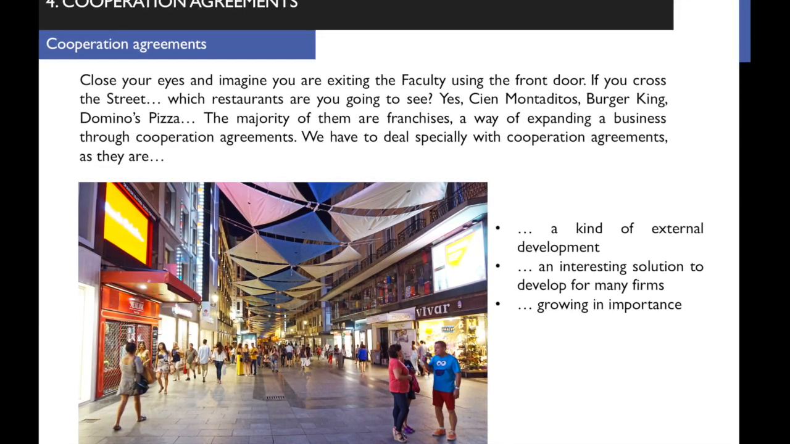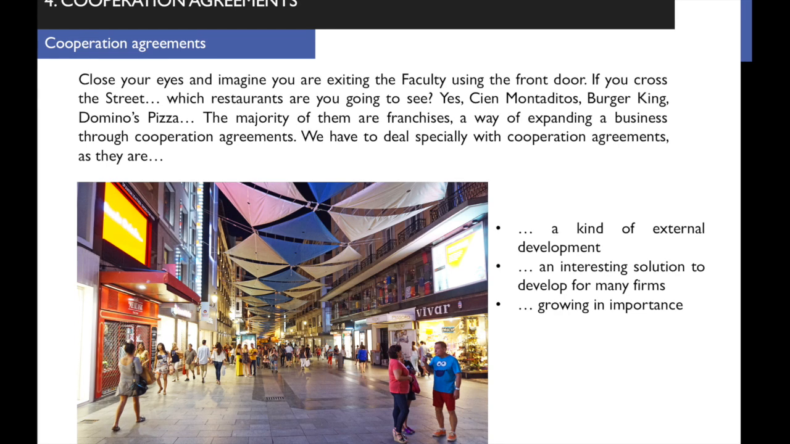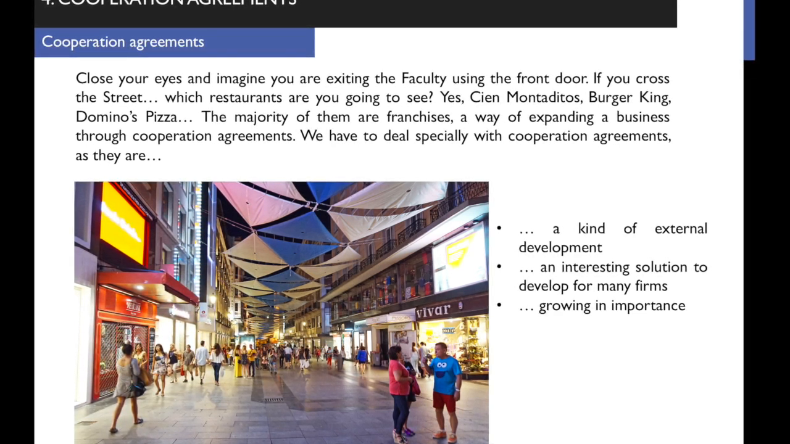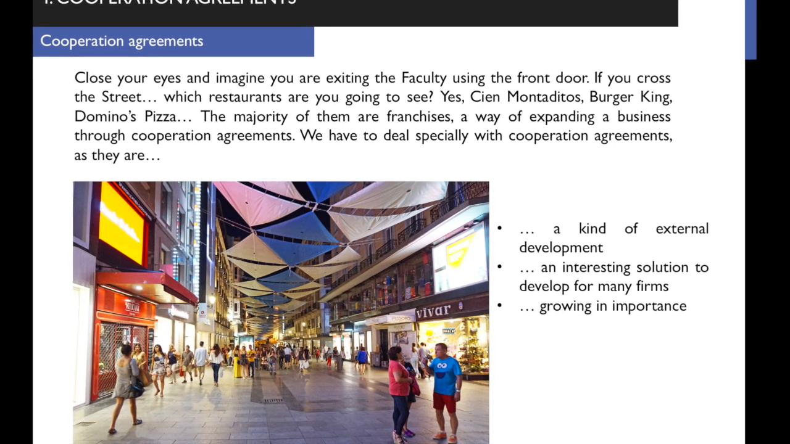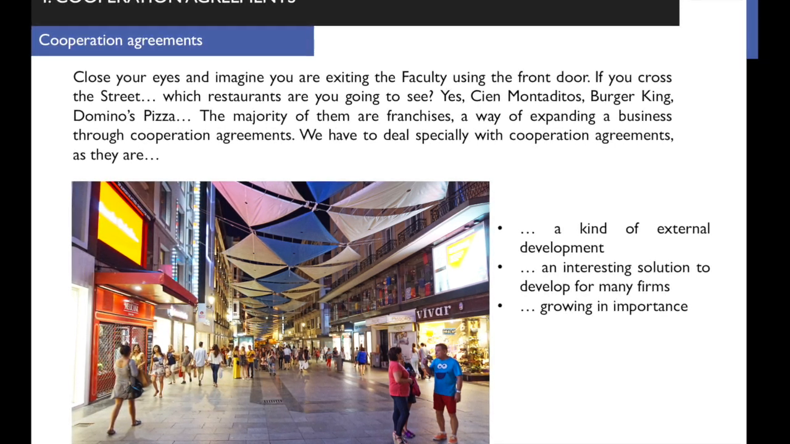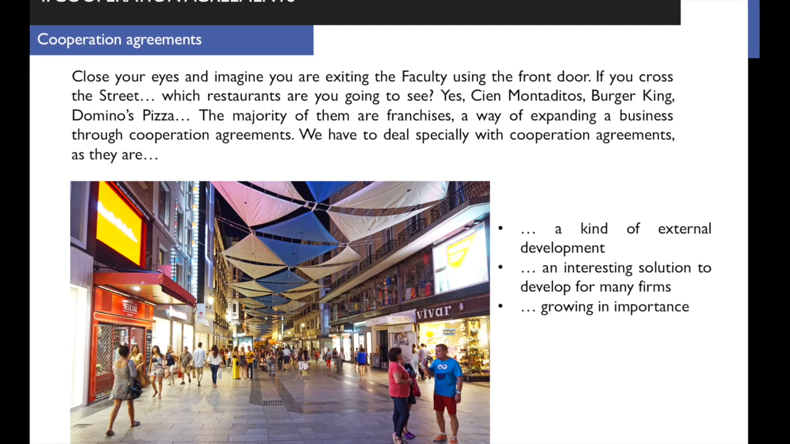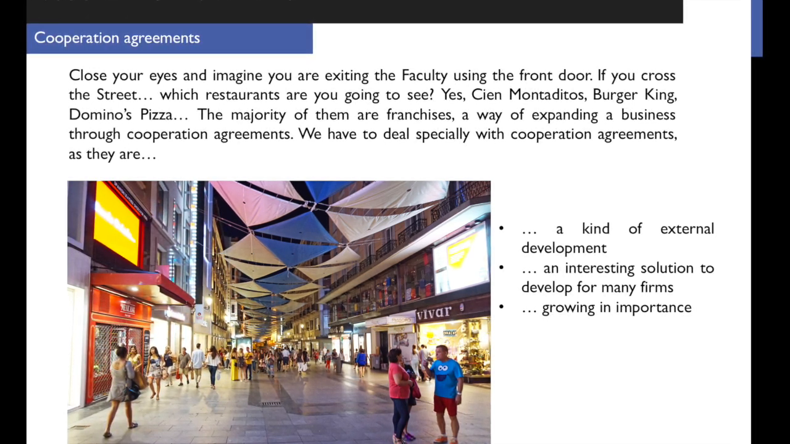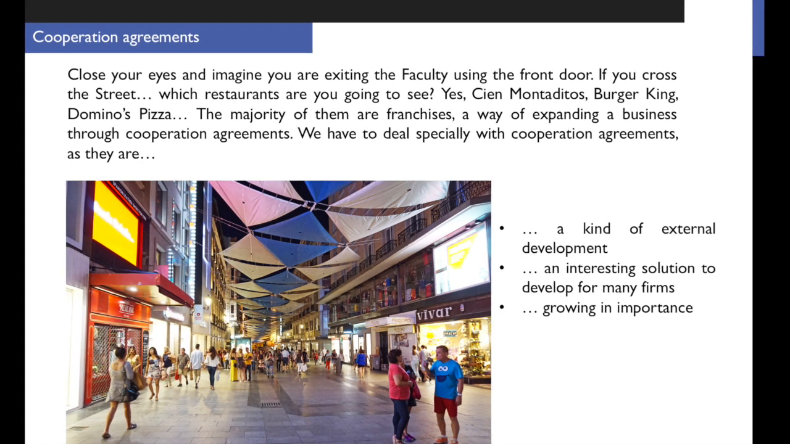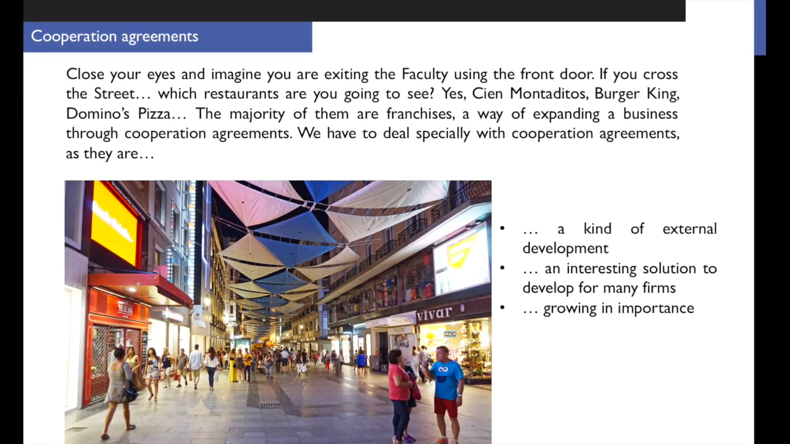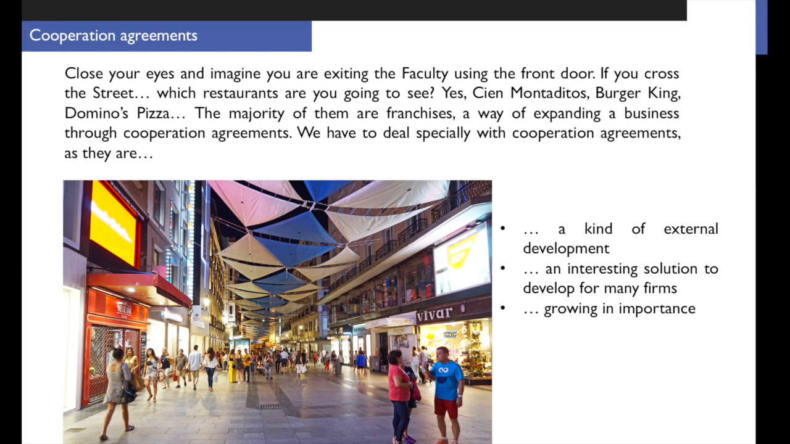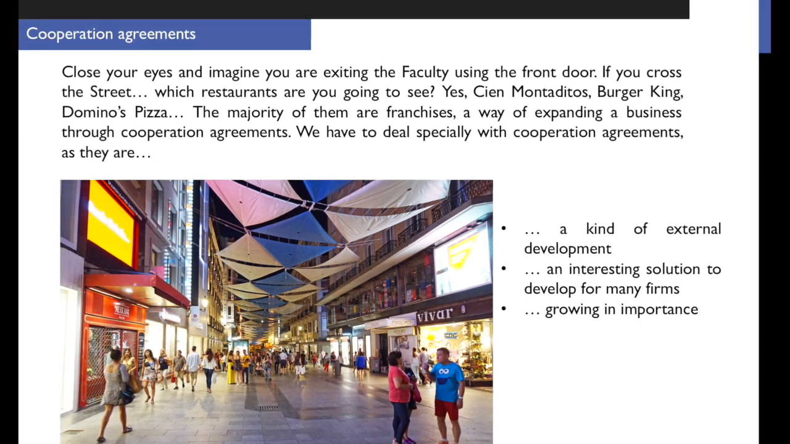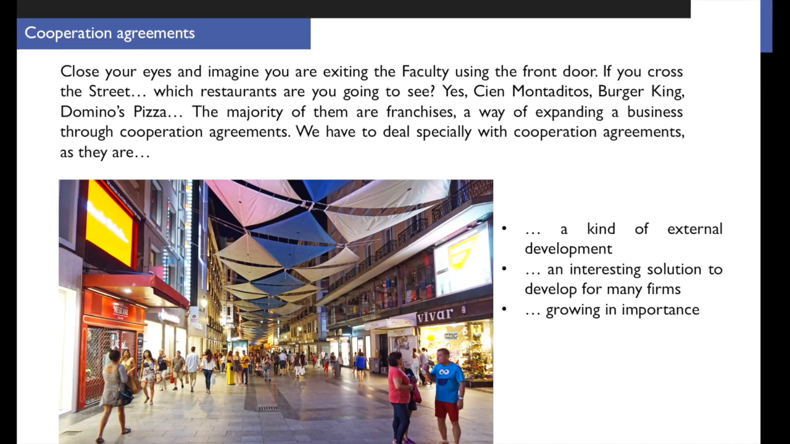And why should we dedicate a different lesson to cooperation agreements? Well, let me tell you. First of all, if we are dealing with external development, cooperation agreements are a kind of external development, so we need to study them. Also, they are an interesting solution to develop for many firms. As I told you, if you are not really long of money, maybe some cooperation agreements can help you to get in touch with some partners that could have the money you need, okay?